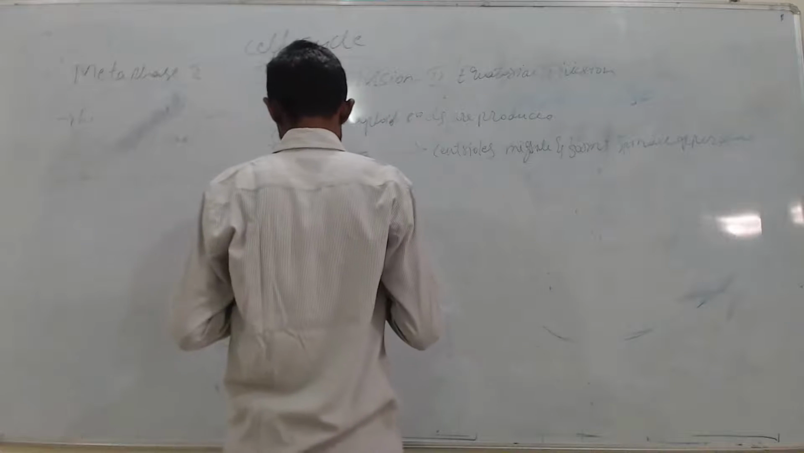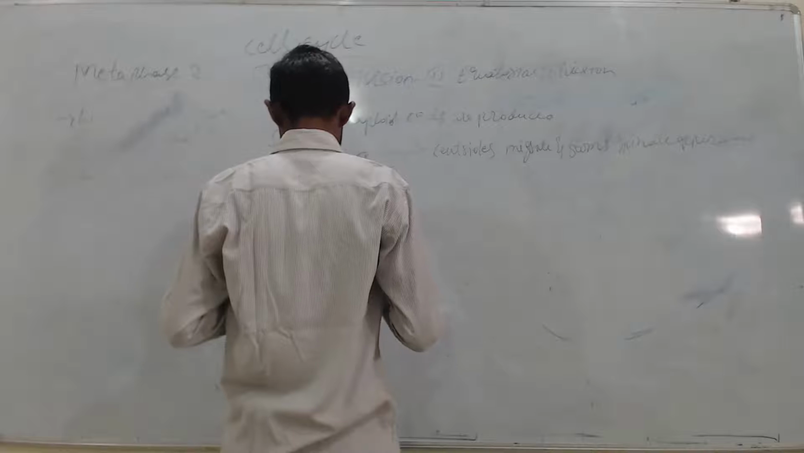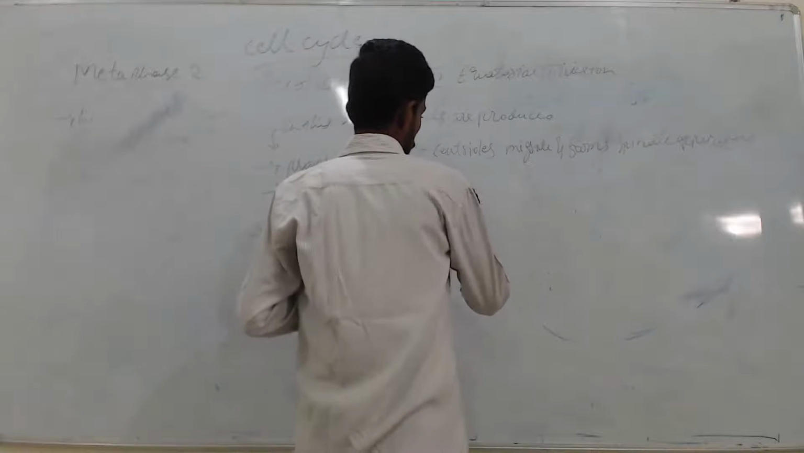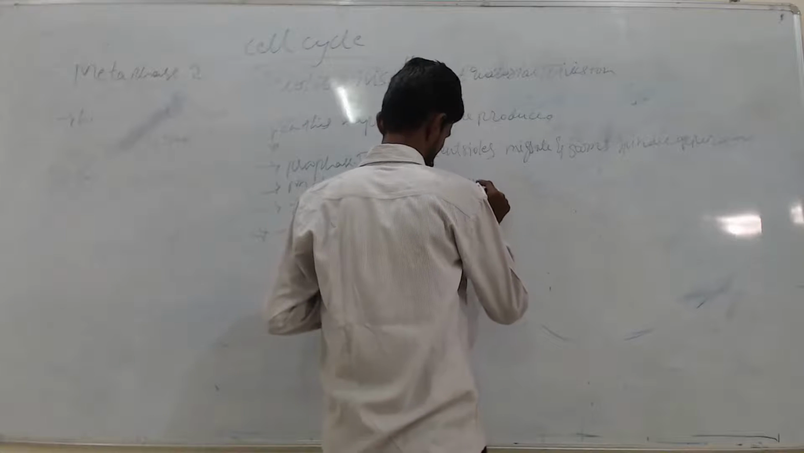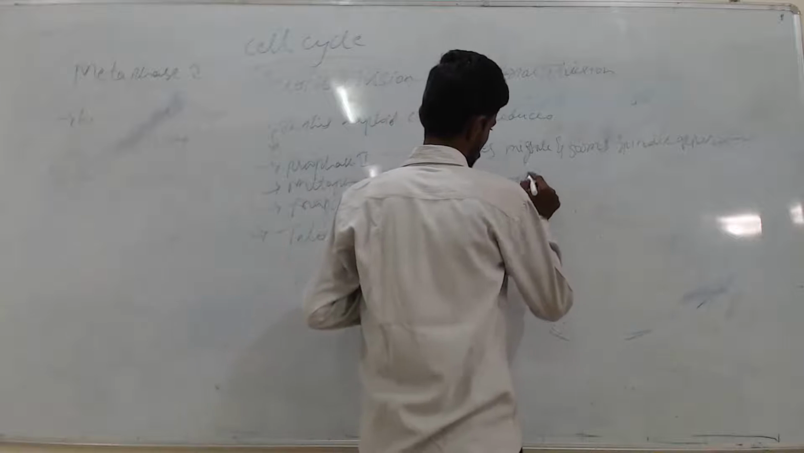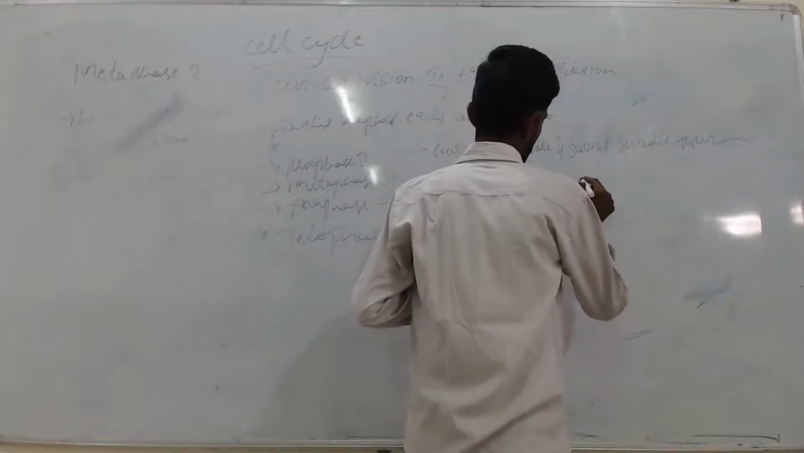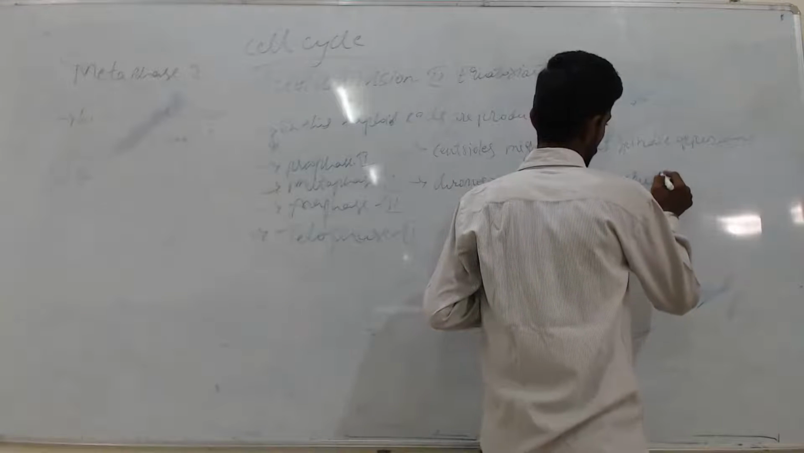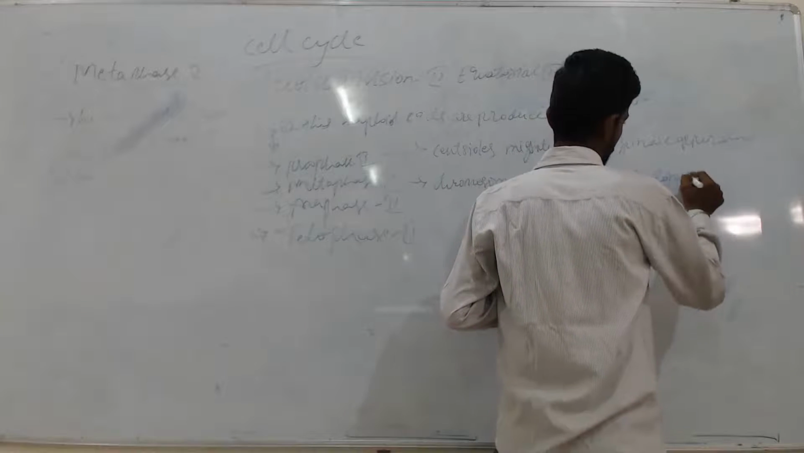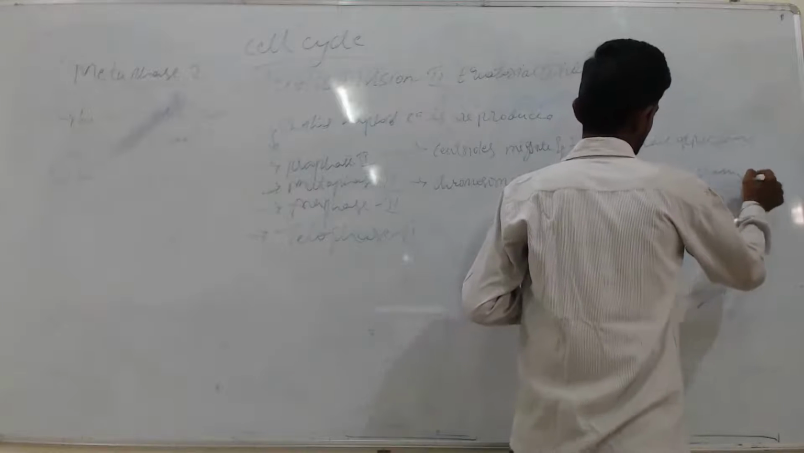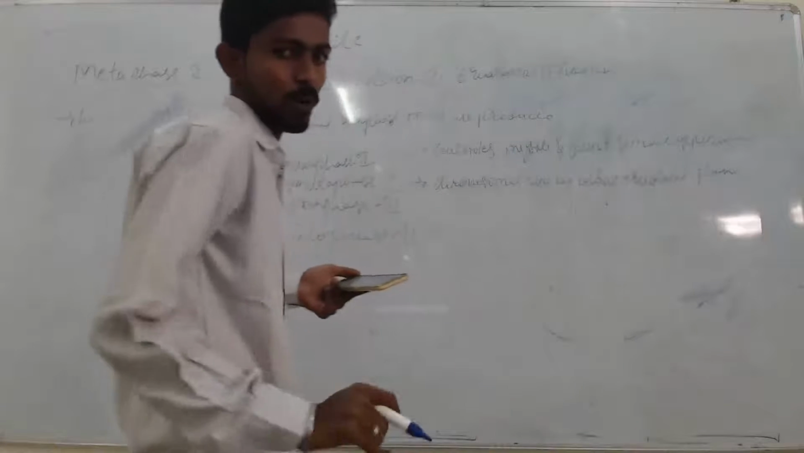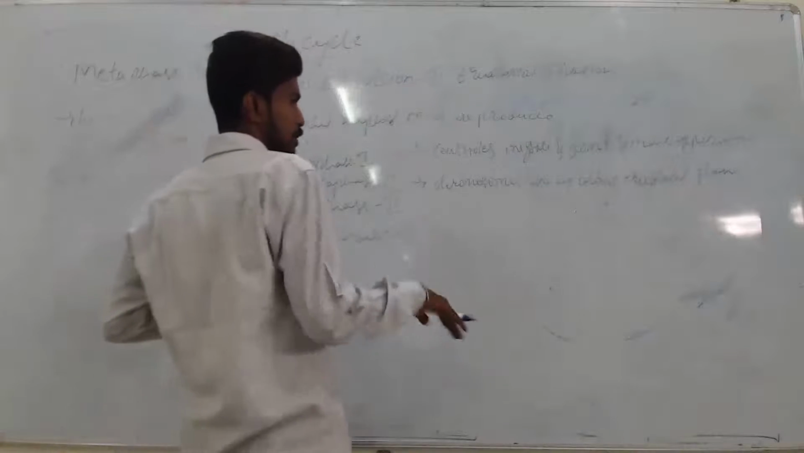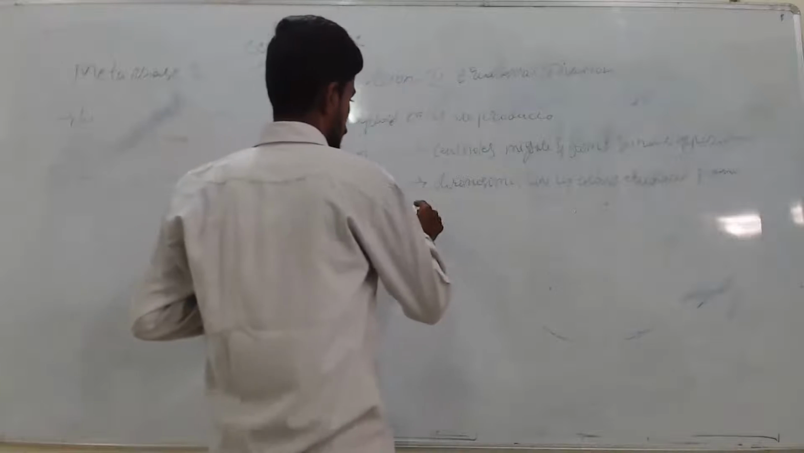And in metaphase 2, the chromosomes line up along the equatorial plane. The chromosomes line up along the equatorial plane, which means the center of the cell.